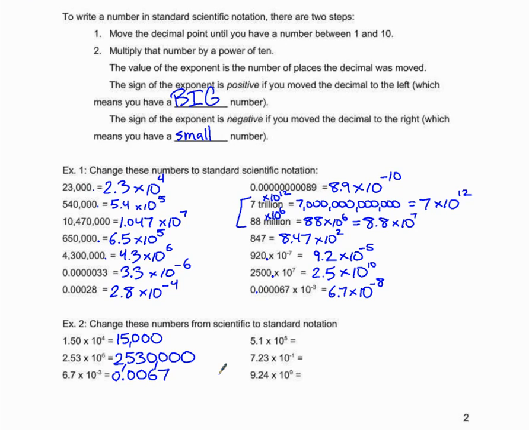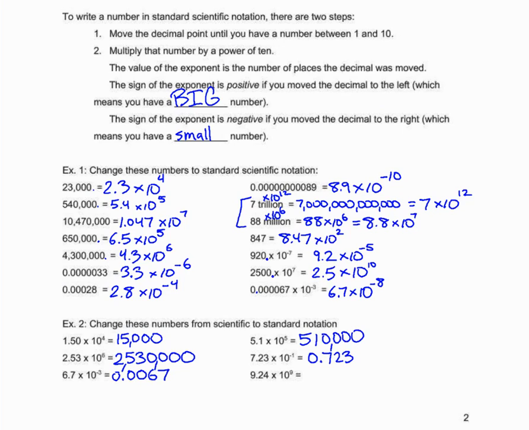5.1 times 10 to the 5th power. First number, 1, 2, 3, 4, 5. We have 510,000. 7.23 times 10 to the minus 1st. So I start with my 0 and my decimal. And this is my first one. We're only moving the decimal over by 1. So we end up with 0.723.